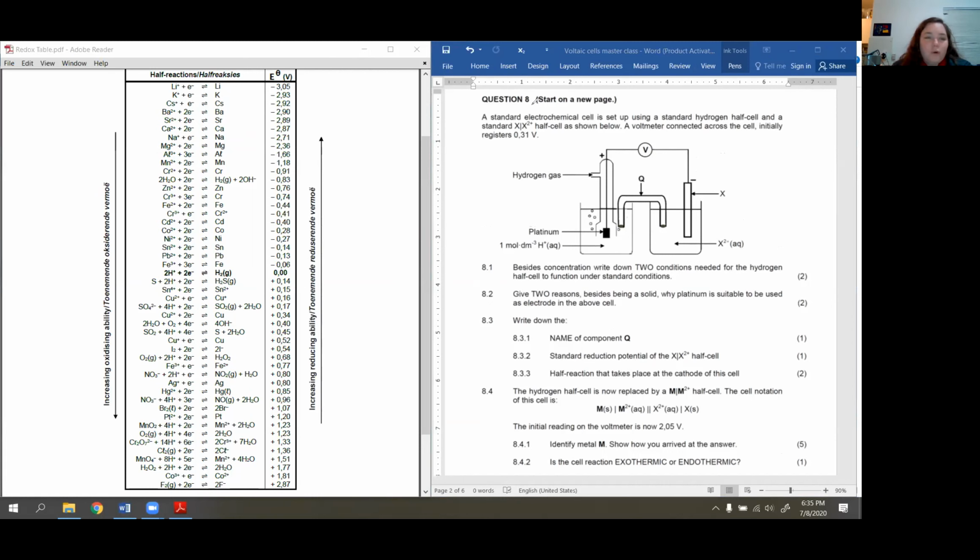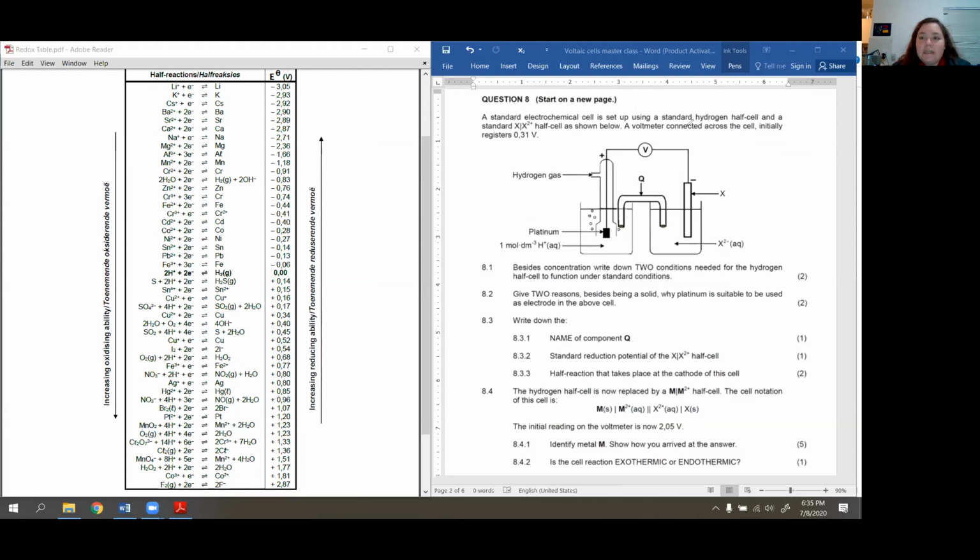So all of your questions tonight are going to be question 8. That's where it is in the paper. And it says, a standard electrochemical cell is set up. You must remember that there's certain conditions that are connected to it being standard. Using a standard hydrogen half cell, you remember the standard hydrogen half cell is the cell that we compare everything against. And a standard XX2+ cell. Now, X is not on your periodic table, so this is something we're going to have to look for.